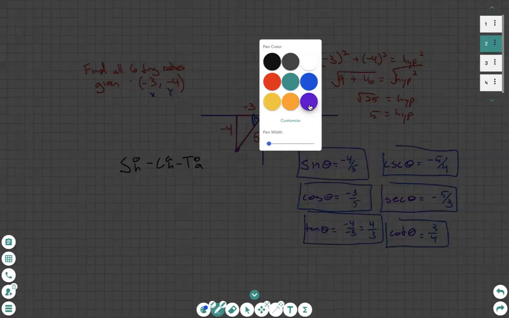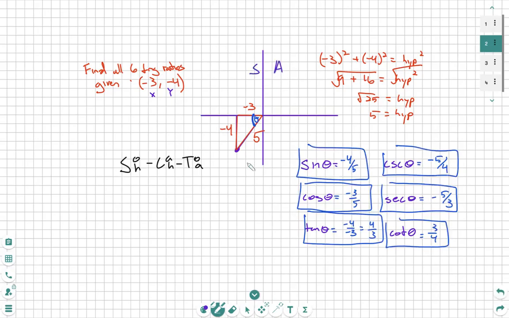We can double check now with All Students Take Calculus. We know that only tangent should be positive in the third quadrant, which is where we lie. And if we double check, tangent is the only one positive; cosine and sine are both negative.